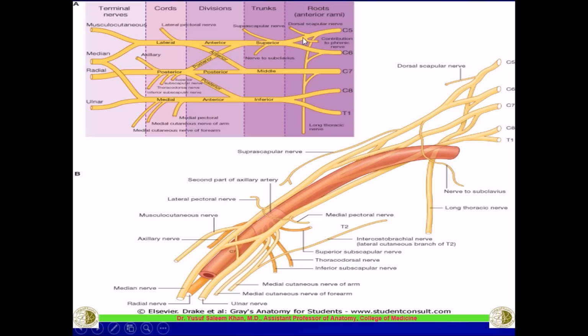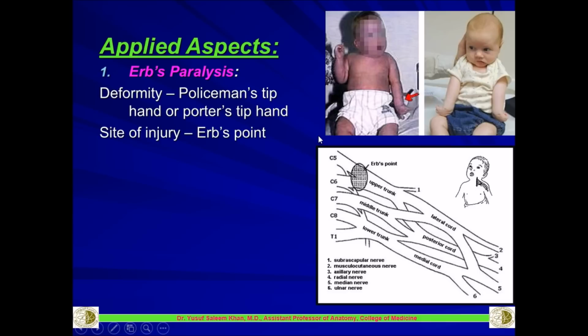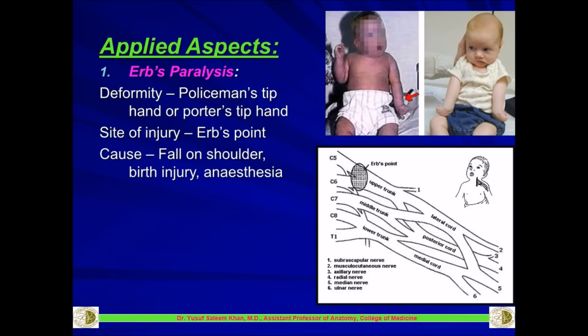So this is the point where the C5 and C6 roots meet, and it divides into anterior and posterior, or ventral and dorsal divisions, and it gives two nerves: the suprascapular nerve and the nerve to subclavius. This point here is called the Erb's point. An injury of the Erb's point leads to this position called Erb's paralysis, or the policeman's tip hand. So this is the upper trunk, or superior trunk, and this point here is called the Erb's point.